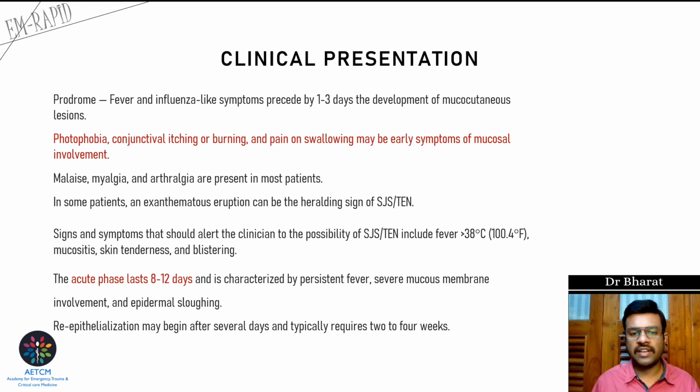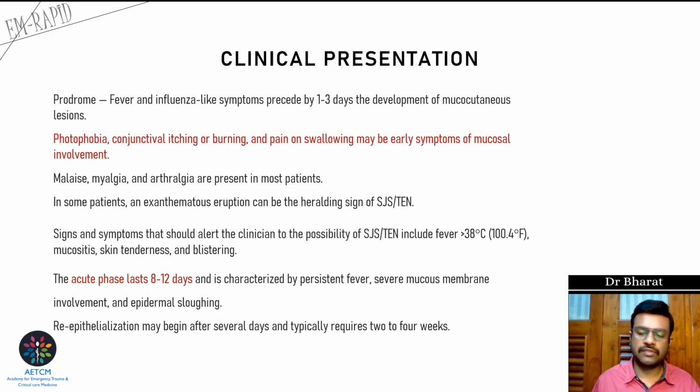Photophobia, conjunctival itching or burning, and pain on swallowing may be early symptoms of mucosal involvement. Malaise, myalgia, and arthralgia are present in most of the patients. In some patients, an erythematous eruption can be the heralding sign of SJS or TEN. Signs and symptoms that should alert a clinician to the possibility of SJS/TEN include a fever of more than 100.4 degrees Fahrenheit, mucositis with skin tenderness, and blistering.